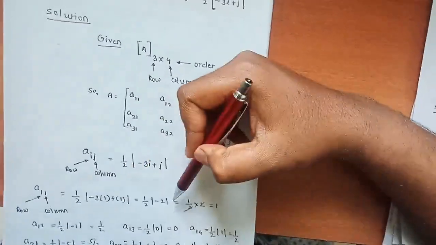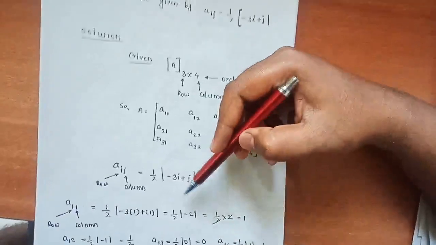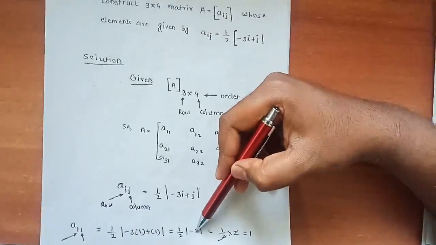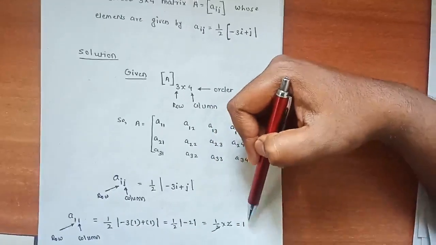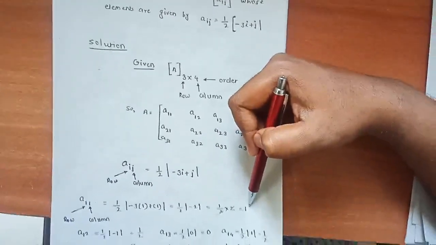So if I find this one, it is minus 2. But remember, this is a mod. So mod means whatever the values, negative values, will just become positive. So it is 1 by 2 into 2. So I got A11 value as a 1.